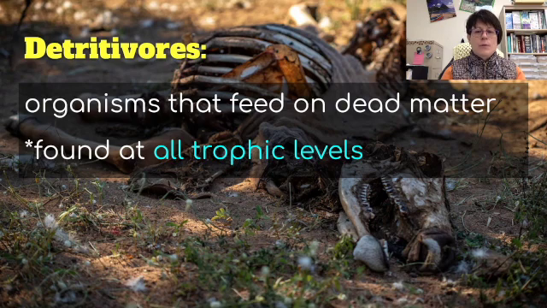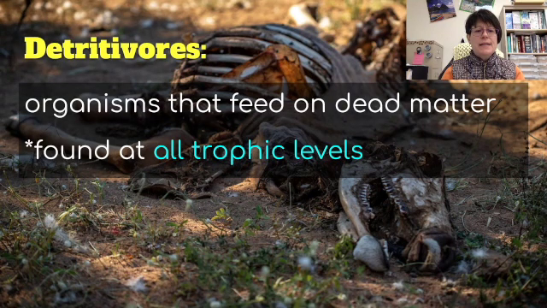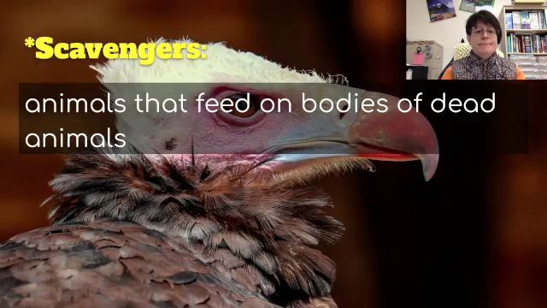Now, also important in our food pyramid are the detritivores. These are organisms that feed on dead matter and they are found at all trophic levels. That's why we have our detritivores here. And we have an arrow leading to every level because they will consume dead matter at all levels. Now, these include scavengers, and these are animals that feed on bodies of dead animals. And here I have a vulture, and it is a scavenger.